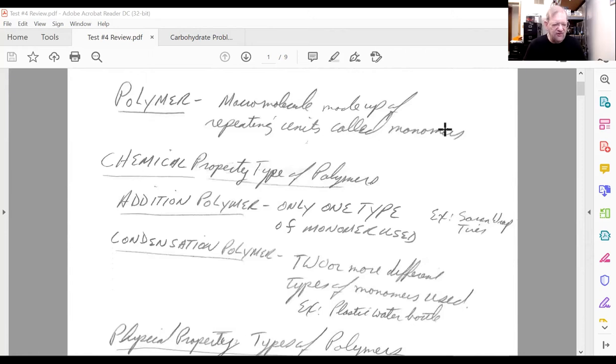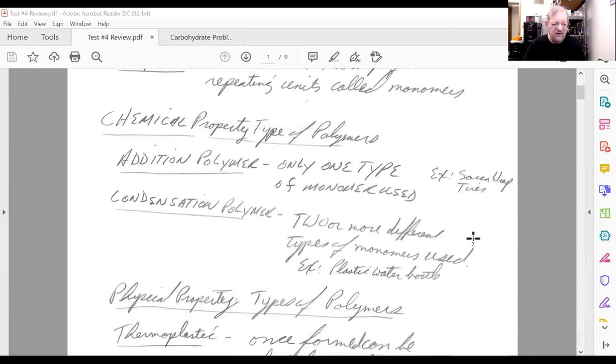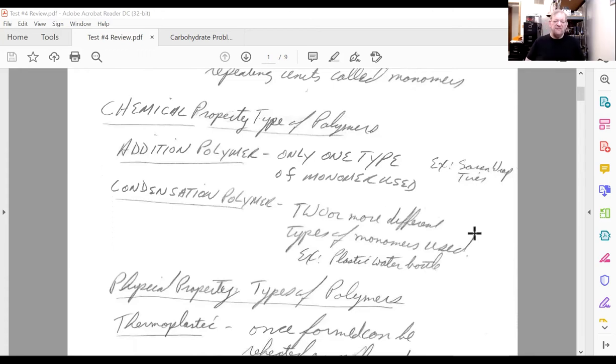And you should know an addition polymer has only one type of monomer that's used to make up the macromolecule. And you should know examples of that. One is saran wrap, an addition polymer, and car tires, rubber tires, are addition polymers. Now the other type is condensation. Condensation polymers are when you have two or more different types of monomers used in making that polymer. An example of that would be my plastic water bottle, which is a polyester, or if you have a nylon jacket, that's also a condensation polymer.